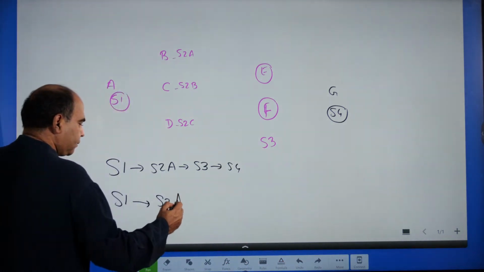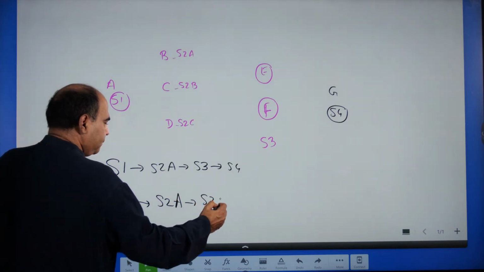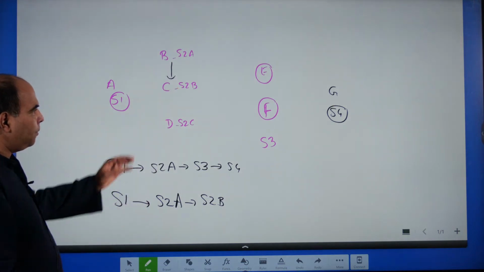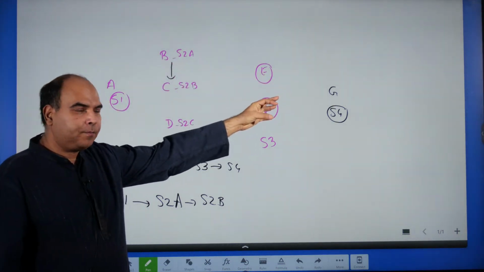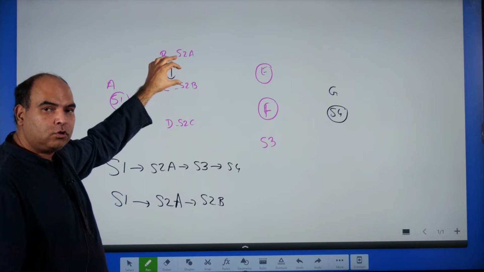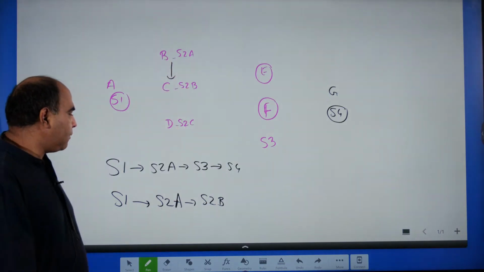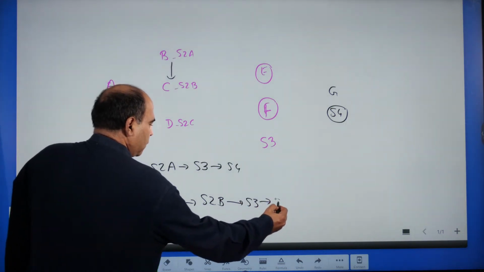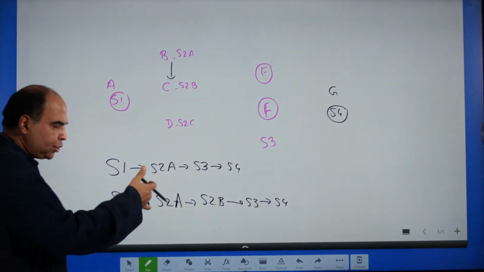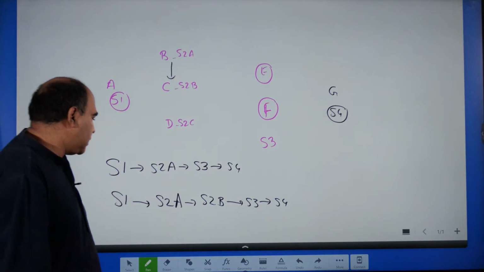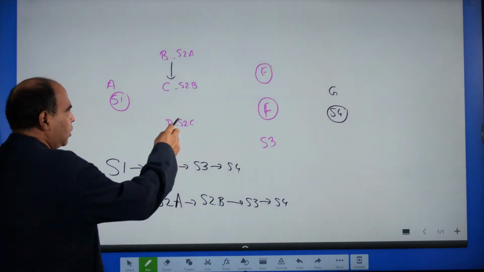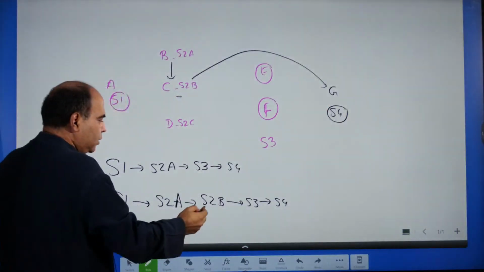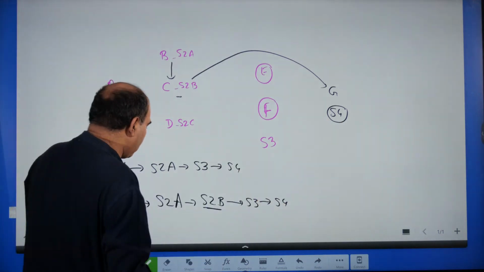to S2A to S2B. Remember there was a route connecting B to C. So from B I don't only have the option to go to S3, I also have the option to go to C, which is S2B, and from here I've got a route to S3 and then to S4. This is my second structural route in this case. And my third structural route is because C is also directly connected to G. Once I come to S2B, I can straight away go to S4 also.